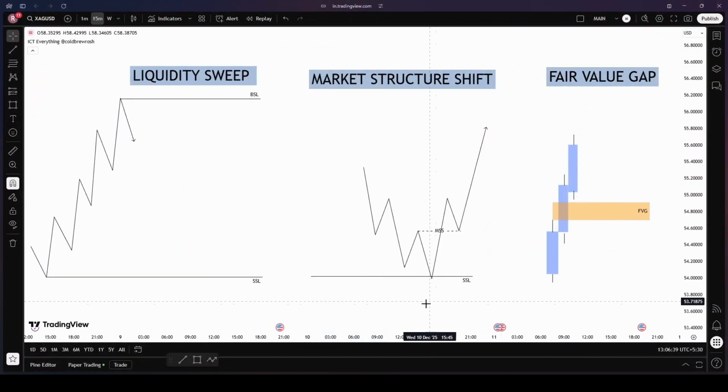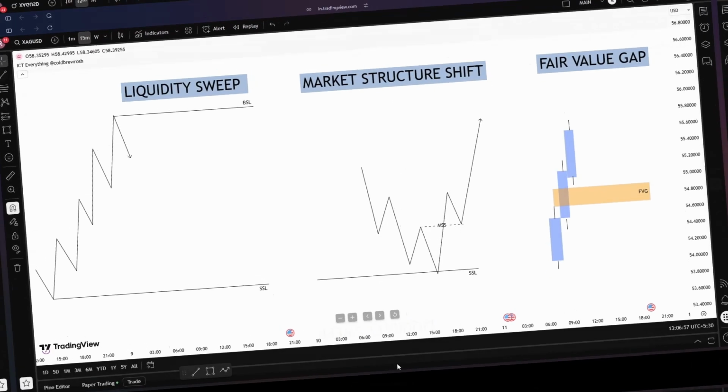So basically, most of you probably already know what a liquidity sweep is, what a fair value gap is, and what a market structure shift looks like. But if not, don't worry. Let me quickly give you a small introduction to each of these before we dive into the charts.